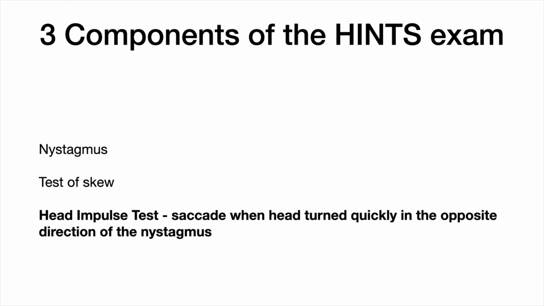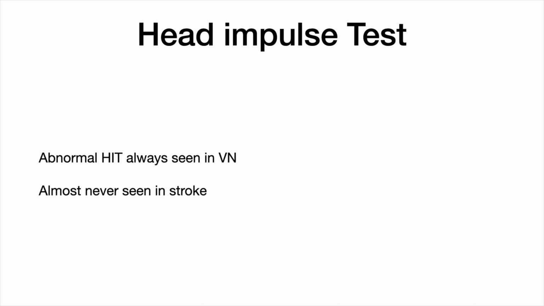It's looking for a catch-up saccade, which is seen when the head is turned rapidly in the opposite direction of the nystagmus. It should always be seen in patients with vestibular neuritis, which is the only peripheral cause of vertigo in patients with constant dizziness and nystagmus, and rarely in stroke. And it looks like this.